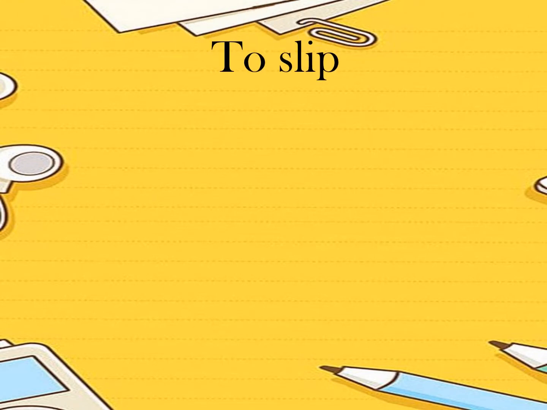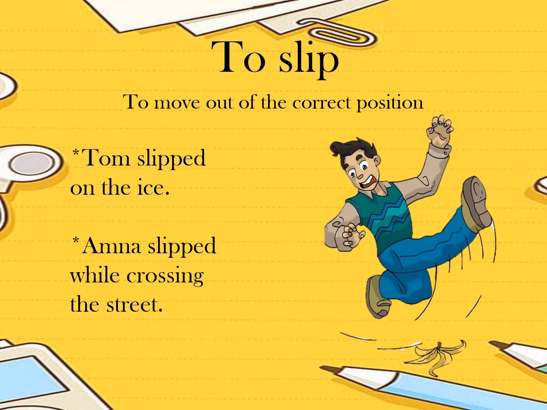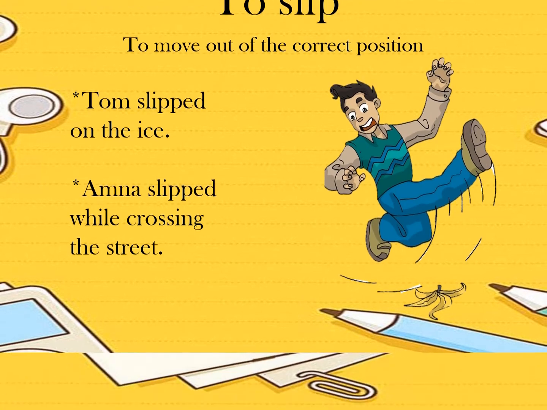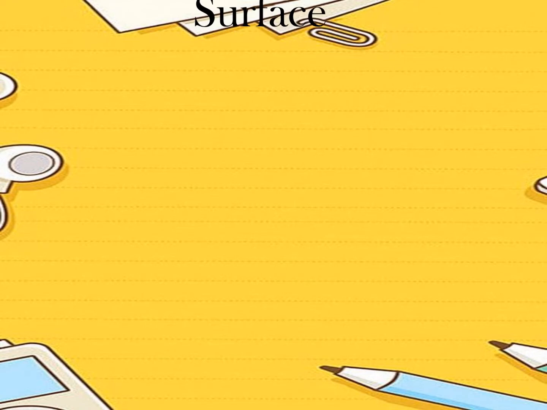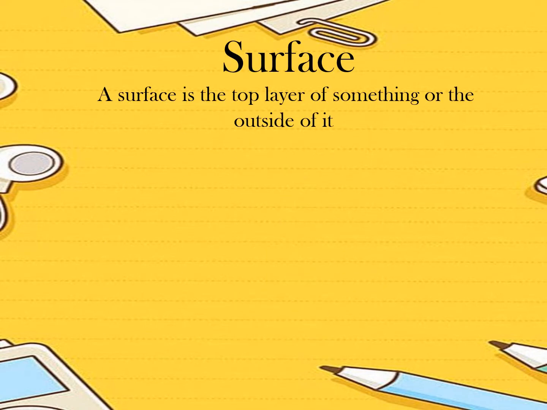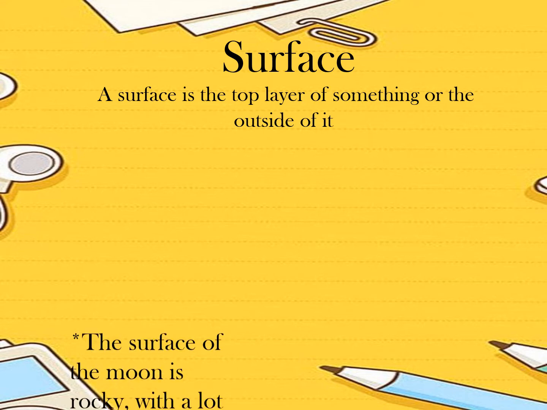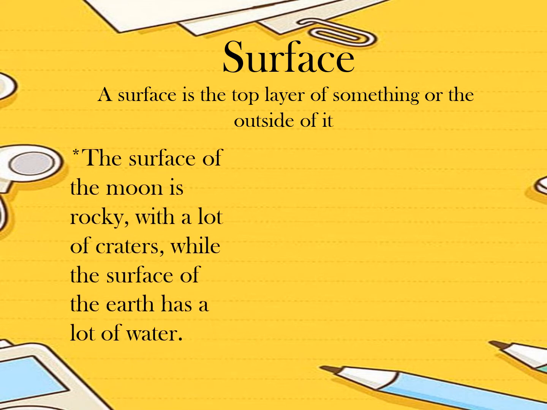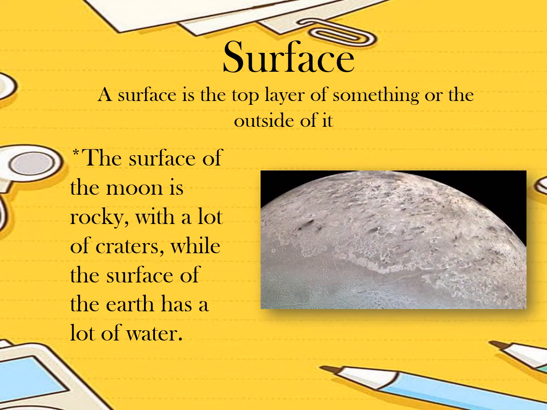Slip. To move out of the correct position. Surface. A surface is the top layer of something or the outside of it.